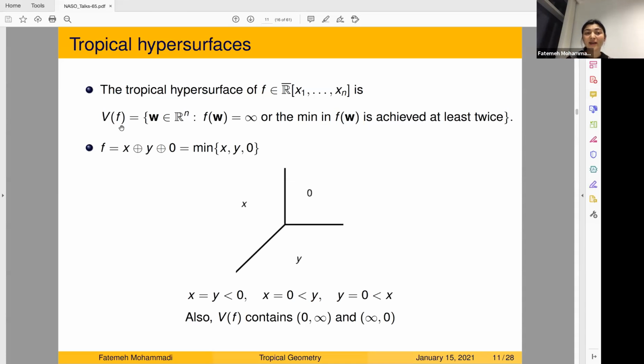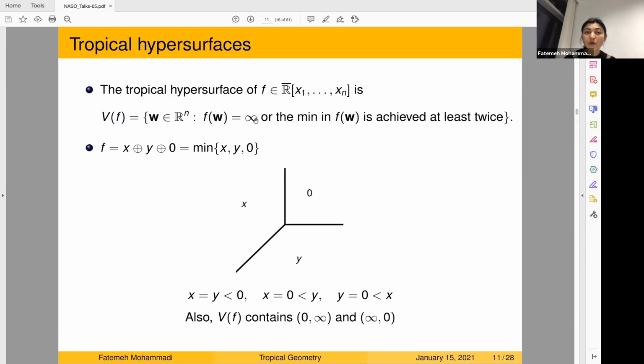Okay, so again, my polynomial has 3 terms, like x, y, 0, and I'm going to take their minimum. So how can we draw this curve? Again, to draw this curve, you either have to look at all those weight vectors w such that f of w is achieved at least twice, or those points whose evaluation would be infinity.